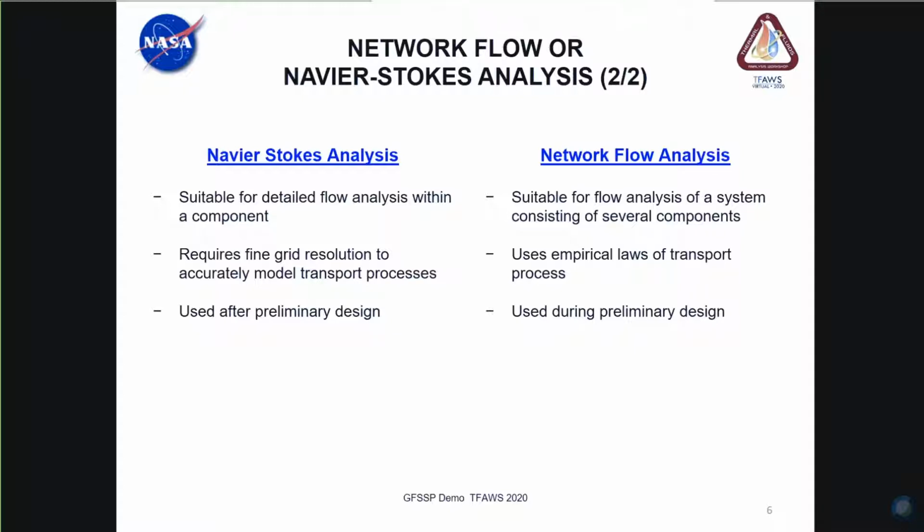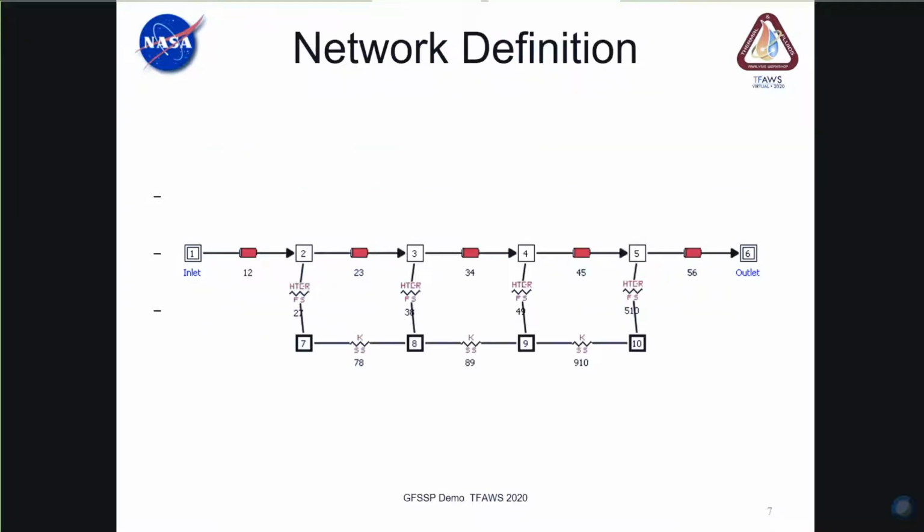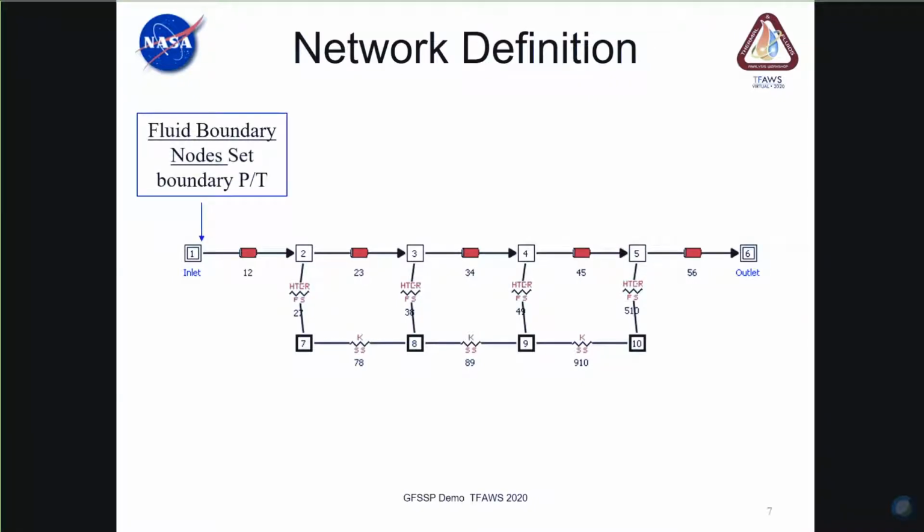Typically, you'll do a full Navier-Stokes CFD analysis when you're looking at a single component and you need detailed flow results of that single component. And this will be because of the long time needed to run these models. It's often used after preliminary design. Whereas a network flow analysis tool such as GFSSP is often used during preliminary design, and it usually looks at more of a system level, including several components. And the transport processes are simplified by using empirical laws. For example, pressure drop in a pipe is f L/D times 1/2 rho V squared.